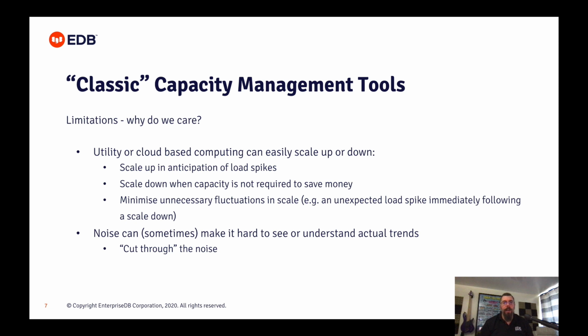So why do we care about that? Well, if we're using utility or cloud-based computing, which is very common these days, we can easily scale up or down in anticipation of load spikes. We can scale down when capacity is not required to save money. And we can minimize unnecessary fluctuations in scale. So if we have a better understanding of when we're likely to see load spikes, then we don't find ourselves scaling up again because we didn't realize that a spike was on its way. And the issue with noise is sometimes it can make it harder to see or understand trends. We need to cut through that noise to really understand what's going on.